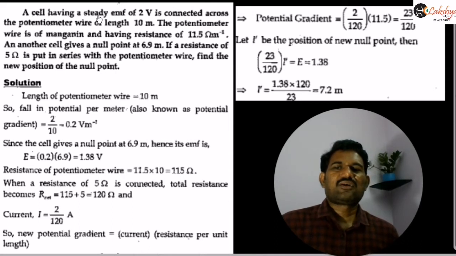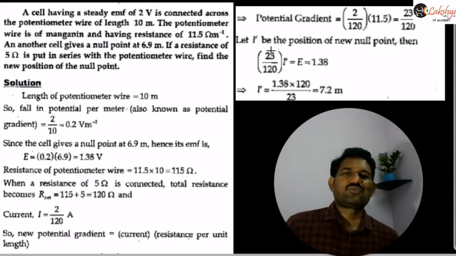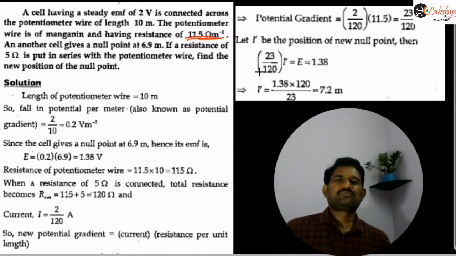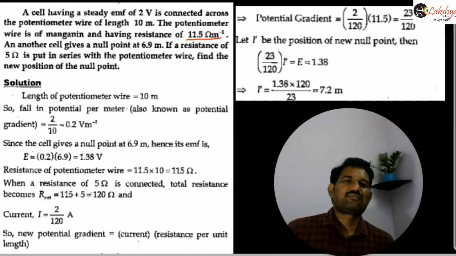A cell having a steady EMF of 2 volts is connected across a potentiometer wire of 10 meters length. The potentiometer wire is of magnet and having a resistance of 11.5 ohm per meter. So that means here resistance per unit length is given. So you need to observe this given unit here. This is given as ohm per meter, right?